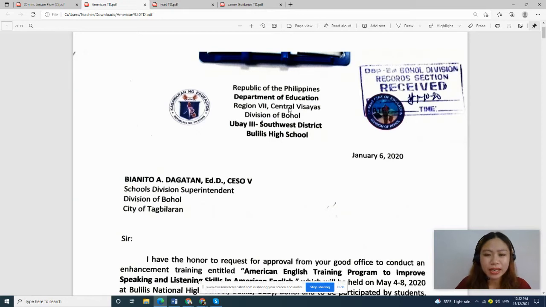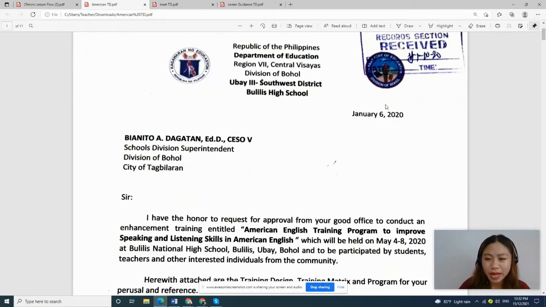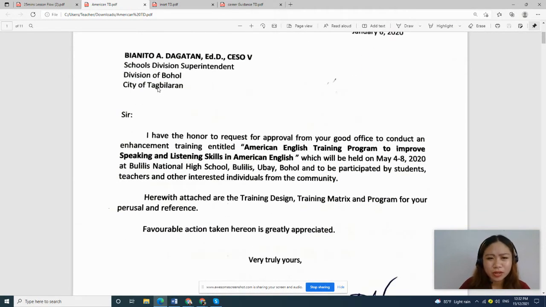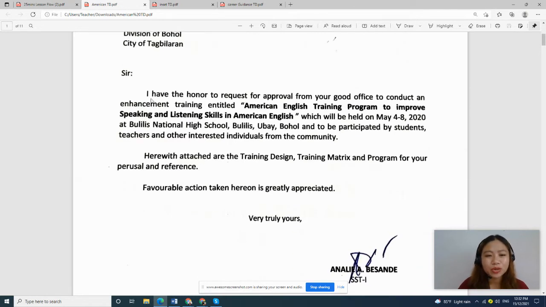Okay, and here make sure to include in your heading the district that you're in and the school that you are working in. Okay, and do not forget your date, of course, and the person that you are addressing the letter to, and make sure that the content of your letter of intent is precise and straight to the point. Okay, do not put many flowery words or figurative language that is not necessary in the letter.